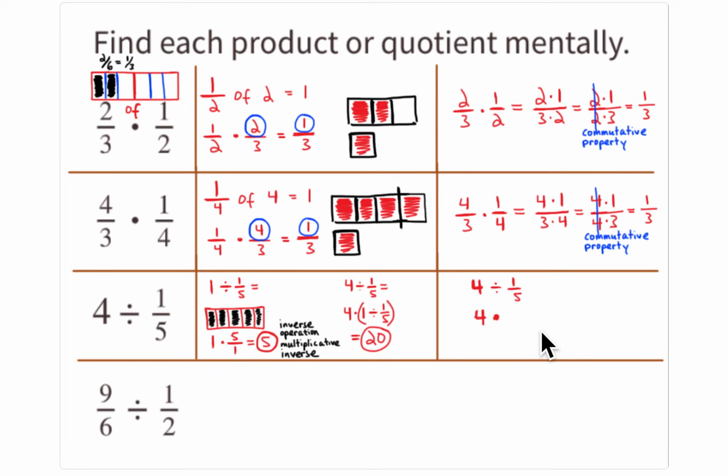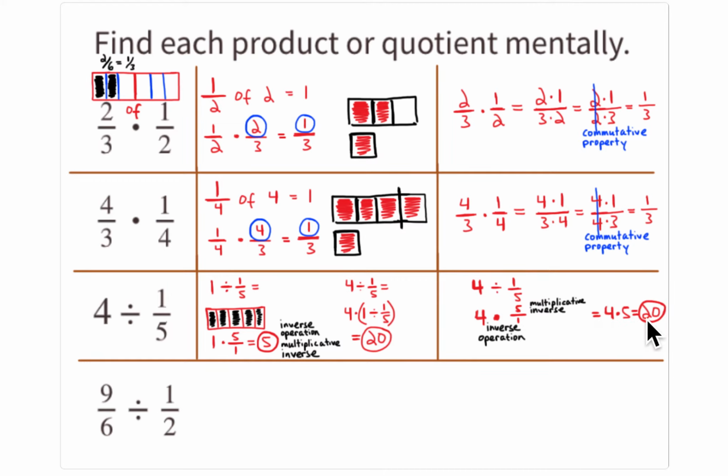All right, so this is just using the arithmetic now. So 4 divided by 1/5, I'm going to use the inverse operation. So I'm going to use multiplication, which is the inverse operation of division. If I do that, I have to use the multiplicative inverse. It has to be the inverse and the inverse. So the multiplicative inverse of 1/5 is 5 over 1. 4 times 5 over 1 equals 20. 4 times 5 equals 20. So again, the answer is 20.